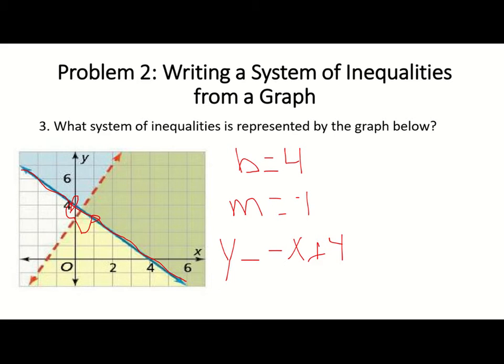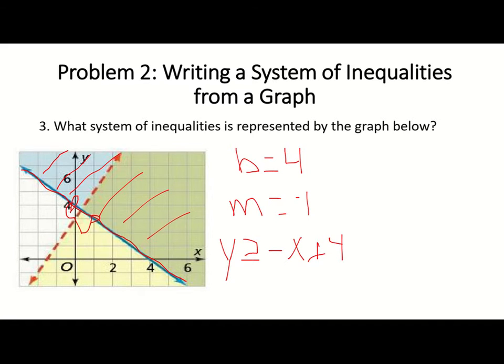And if we think about the way this one was shaded, in order to have this area shaded, we had to have shaded above the line. Anything shaded above means it was also greater than. So we have y is greater than or equal to negative x plus 4. Sorry about my greater than symbol. Make sure yours is pointed.